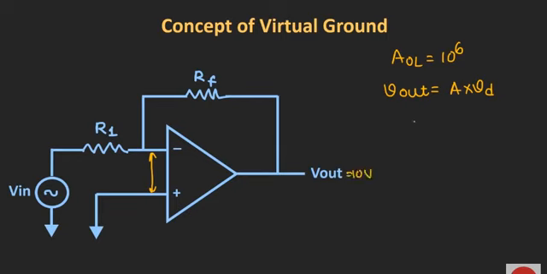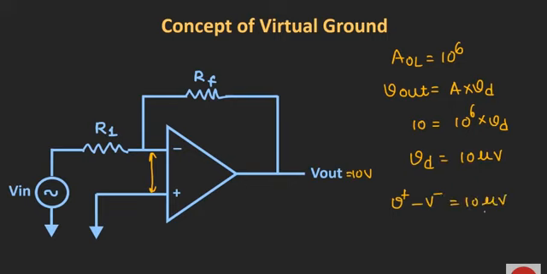So we can say that 10 volt is equal to 10 to the power 6 times this differential input voltage, or we can say that the differential input voltage is equal to 10 microvolt. Now here this differential input voltage is nothing but the difference between the inverting and the non-inverting input terminals. So we can write this differential input voltage as V plus minus V minus, that is equal to 10 microvolt.